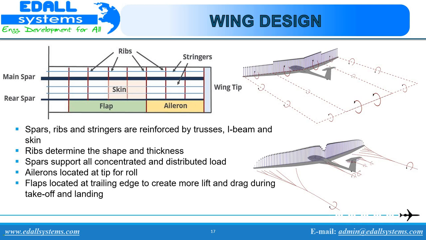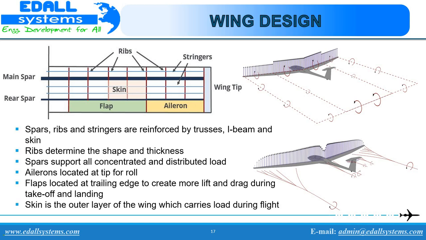Ailerons are located at the tip for roll. A flap is a high-lift device used to reduce the stalling speed of an aircraft wing at a given weight. Flaps are usually mounted on the wing trailing edge of a fixed-wing aircraft. Flaps are used to reduce the takeoff distance and landing distances.